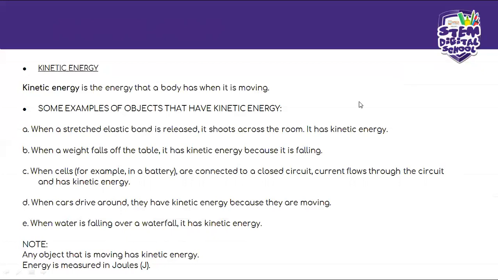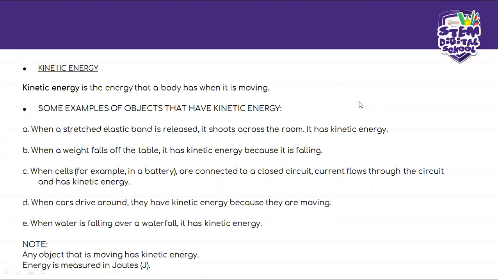So let's look at some examples of objects that have kinetic energy. Number one, when a stretched elastic band is released, it shoots across the room, meaning it has got kinetic energy. When a weight falls off the table, it has kinetic energy because it is falling. When cells in a battery are connected to a closed circuit and current flows through the circuit, it has kinetic energy.